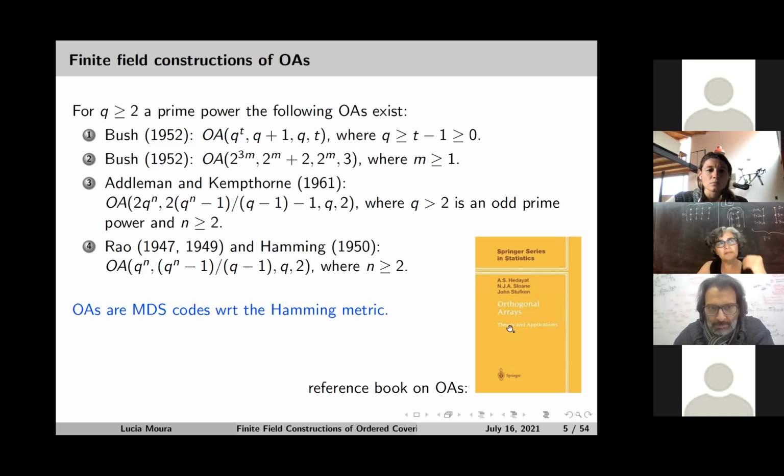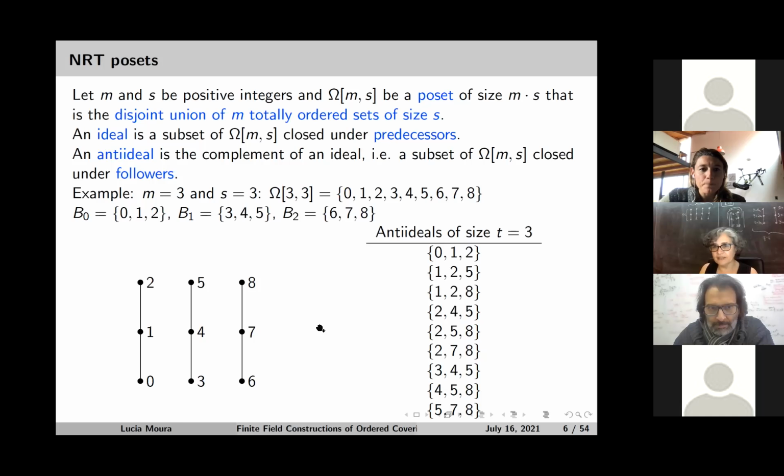So now we're going to be looking at ordered orthogonal arrays. Instead of looking at the Hamming metric, in which these are MDS codes, we're going to look at another metric, which is the NRT metric. This is a poset metric.